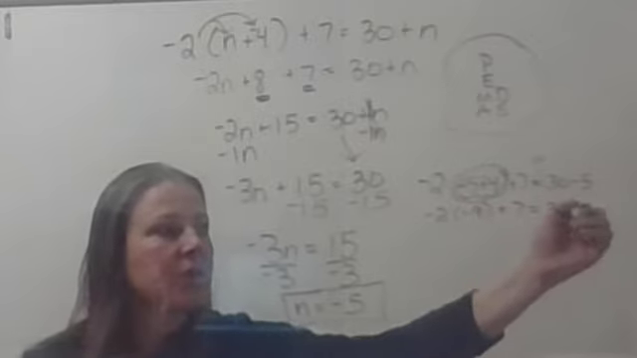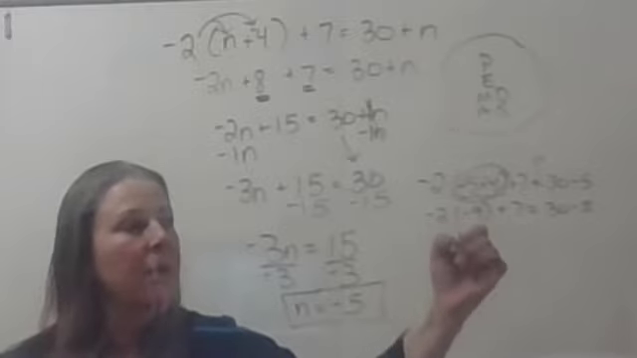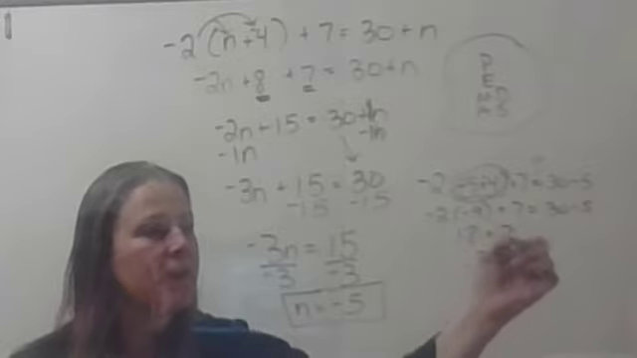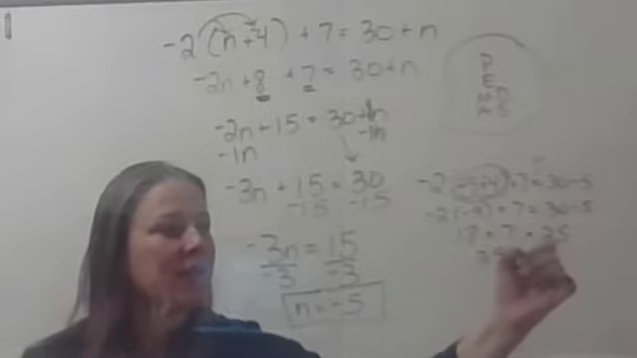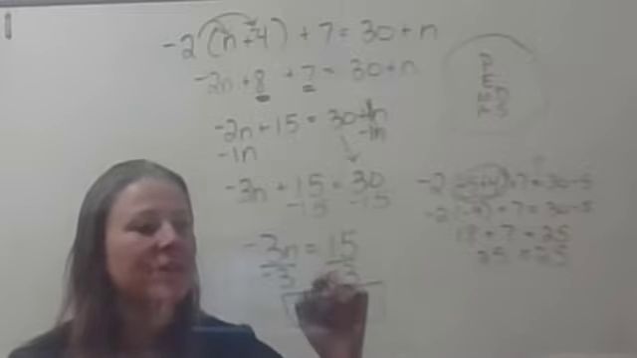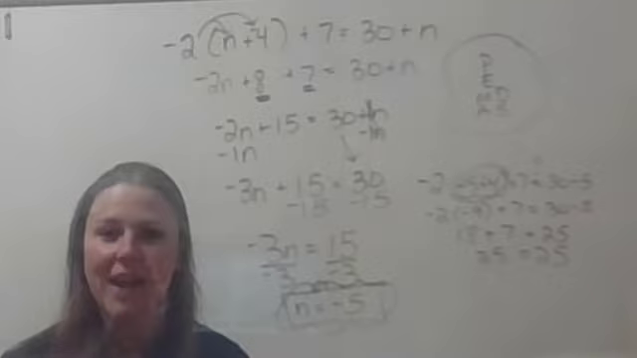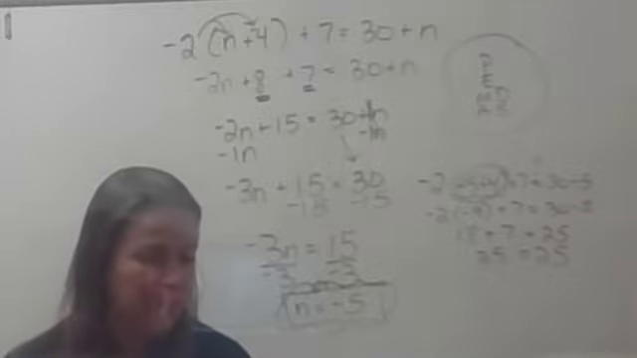Is that equal to 30 minus 5? -2 times -9 is +18. And 18 plus 7 is 25. And guess what? 30 minus 5 is also 25. Math is just so fantastic. So n equals -5 is definitely correct. We're going to do one more grand finale problem.